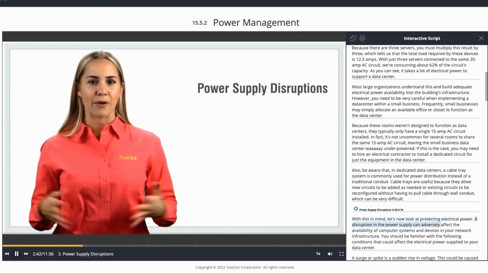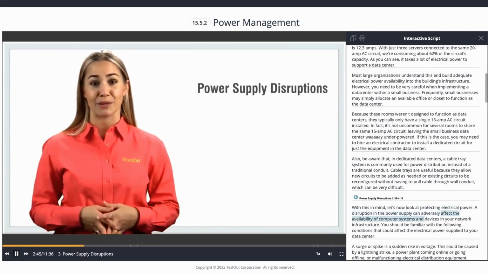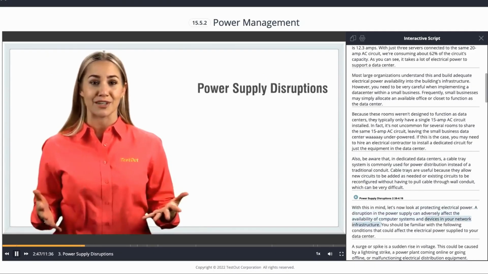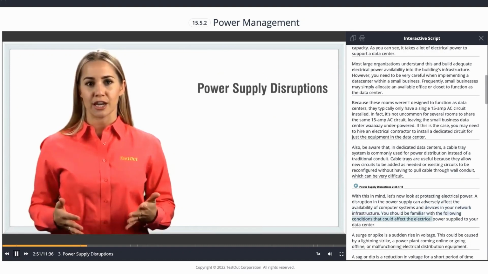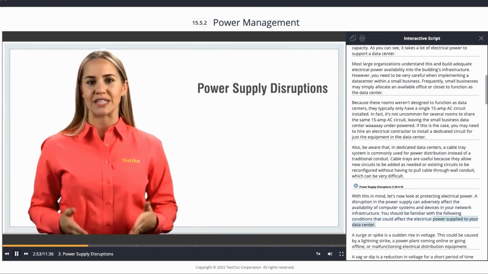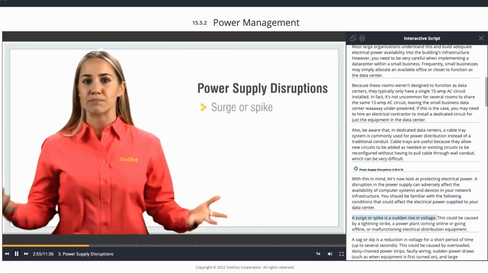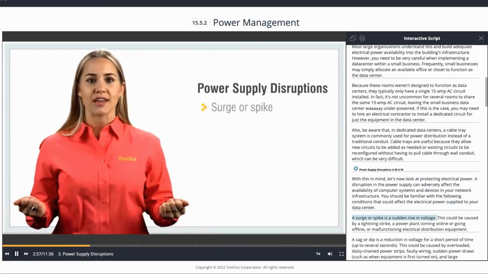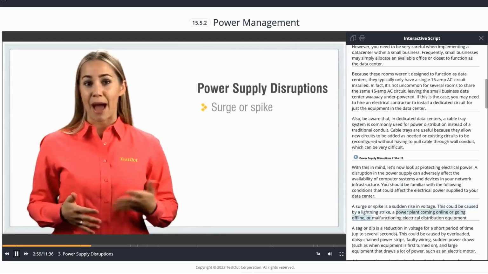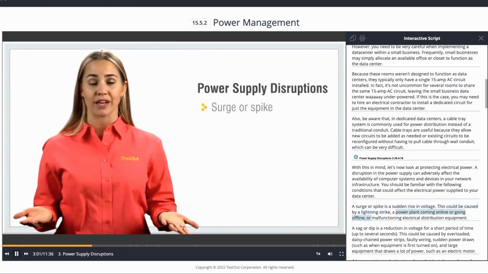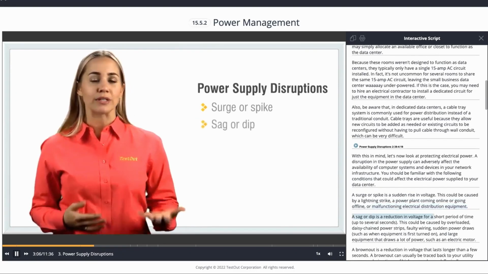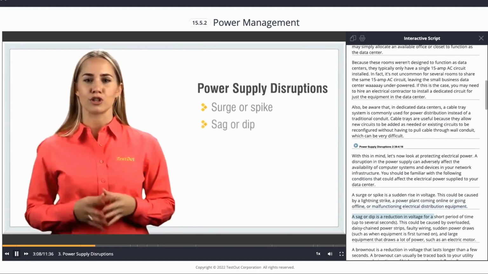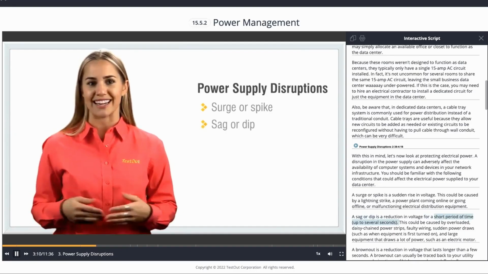A disruption in the power supply can adversely affect the availability of computer systems and devices in your network infrastructure. You should be familiar with the following conditions that could affect the electrical power supplied to your data center. A surge or spike is a sudden rise in voltage. This could be caused by a lightning strike, a power plant coming online or going offline, or malfunctioning electrical distribution equipment. A sag or dip is a reduction in voltage for a short period of time, up to several seconds.